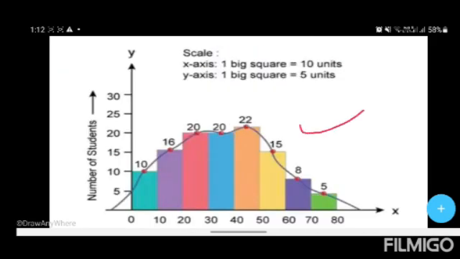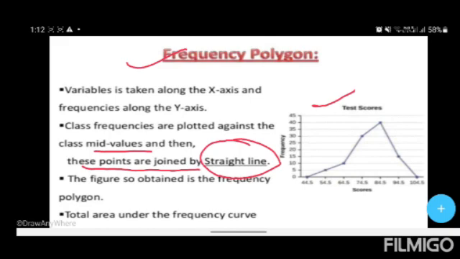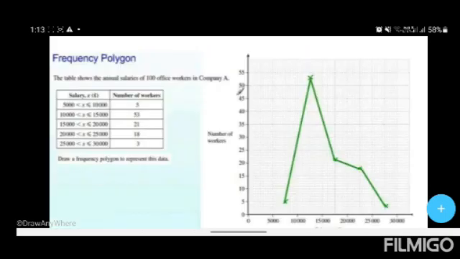Here the frequencies are plotted against the class mid values and then they are joined, and we then obtain our frequency curve. Frequency polygon is also like frequency curve. Here also we join the class midpoints, but here we join the points by straight line. This is a frequency polygon. The total area under frequency curve represents the total frequency. Here we have a frequency polygon.